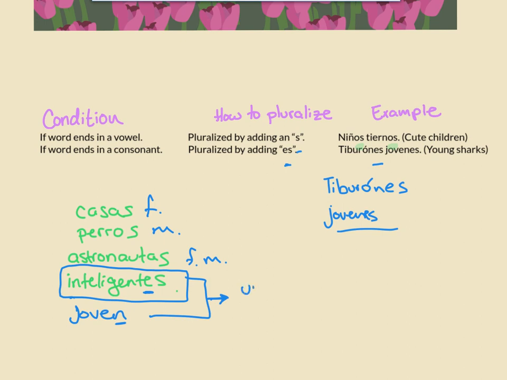So you can say una niña inteligente, or you can say un niño inteligente. And they both work fine for both feminine and masculine nouns. So if you have an adjective that ends in an E or an N, so basically in anything other than an A or an O, then you don't need to change anything. You only need to worry about adjectives that end in A or O.